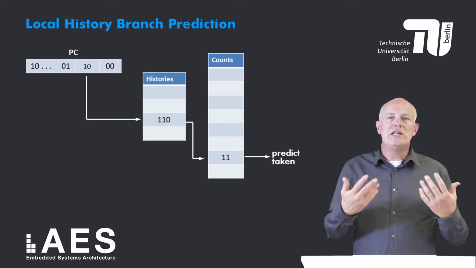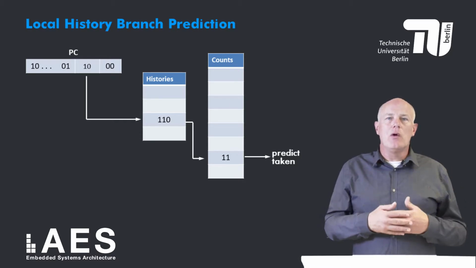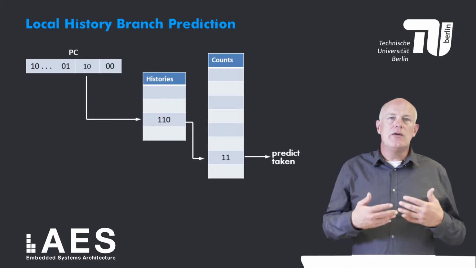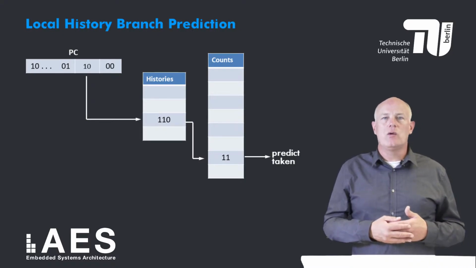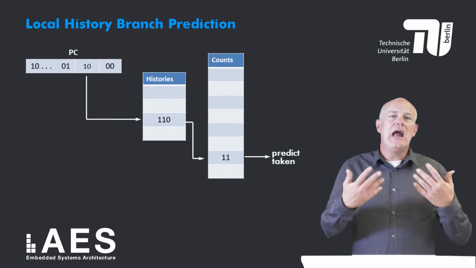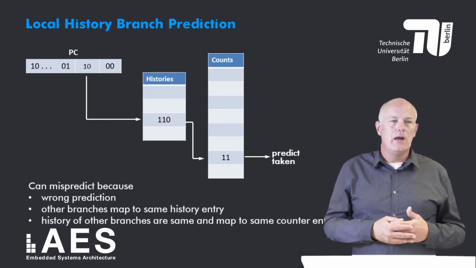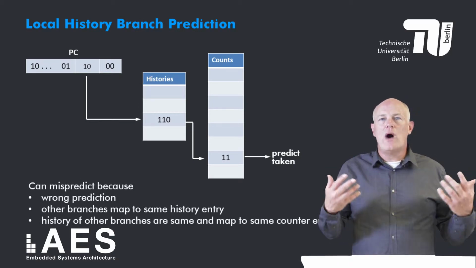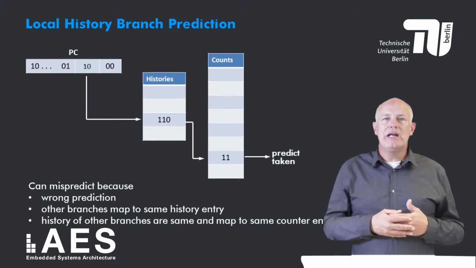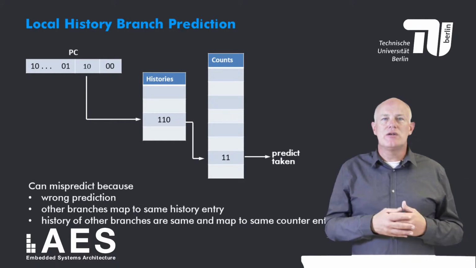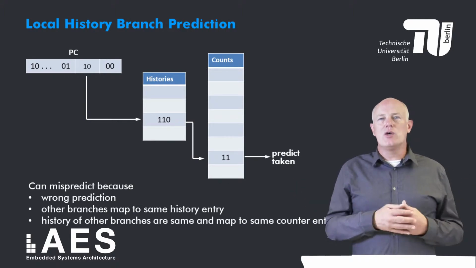Of course, when the branch is executed, both the table of local histories and the table of counters need to be updated. A 0 or 1 should be shifted into its local history, depending on whether the branch was taken or not taken, and the corresponding counter needs to be incremented or decremented. There are 3 reasons why this local history branch predictor can mispredict. The first one is that it simply produces the wrong prediction. This can of course always happen.